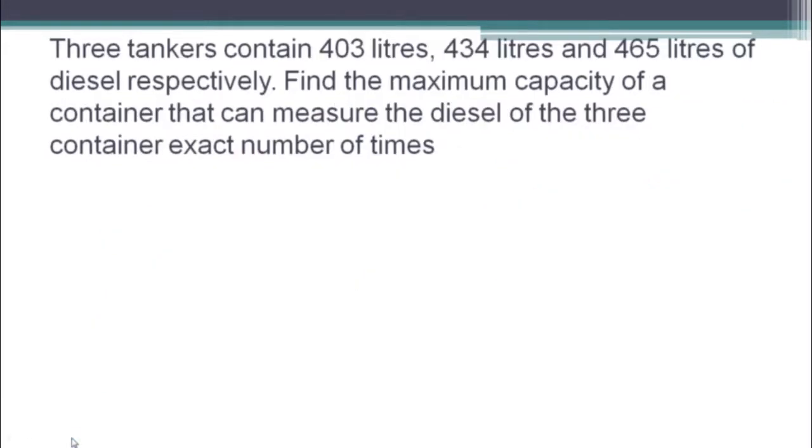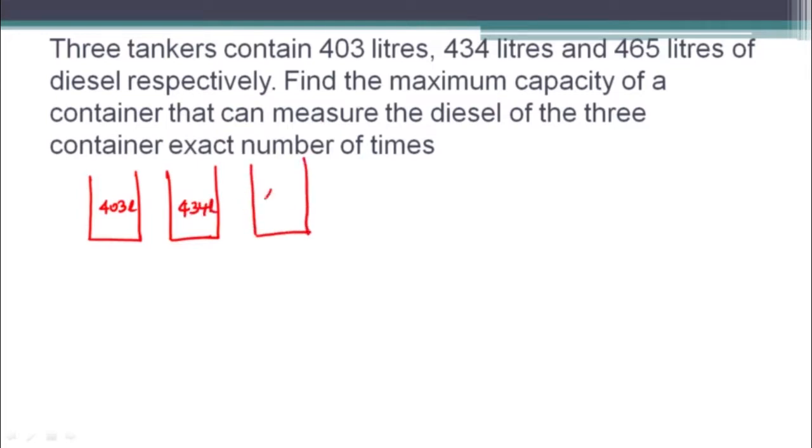Next question. 3 tankers contain 403 litres, 434 litres and 465 litres of diesel respectively. Find the maximum capacity of a container that can measure the diesel of the 3 containers an exact number of times. What is given here? There are 3 containers. This container has 403 litres. The second one has 434 litres.